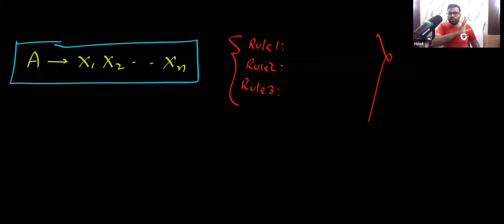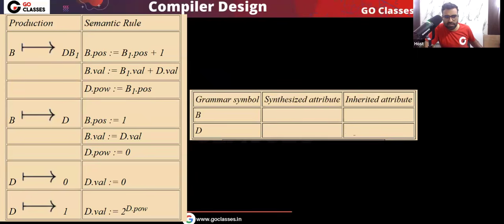Now we are going to do a lot of practice. You answer all the questions that I am going to solve now. Let's take this SDD, this syntax directed definition, and these grammar symbols B, D. These are the non-terminals. We need to find what are the synthesized attributes associated with these grammar symbols, and what are the inherited attributes associated with these non-terminals. Basically, for B and D, we need to find the synthesized and inherited attributes.